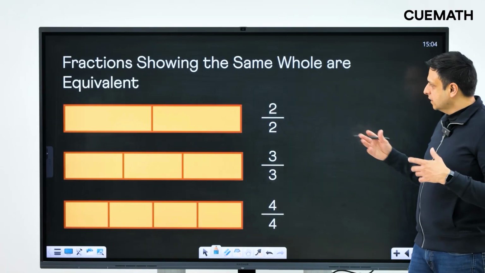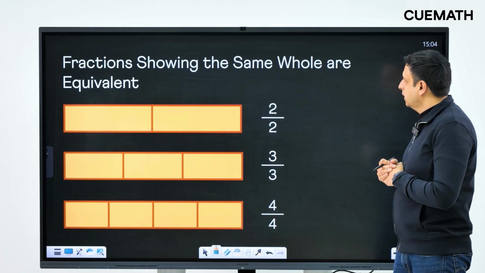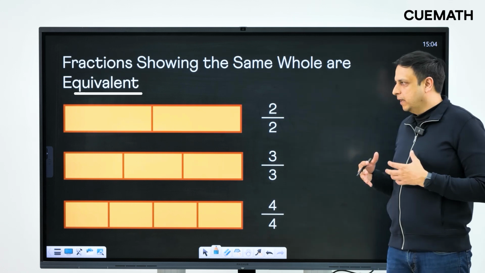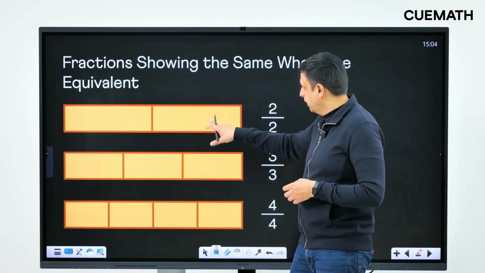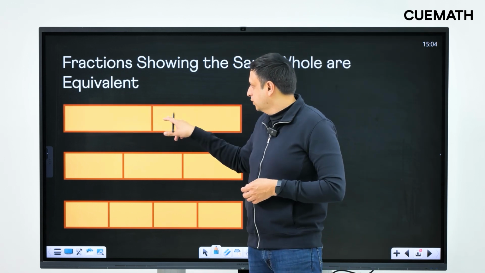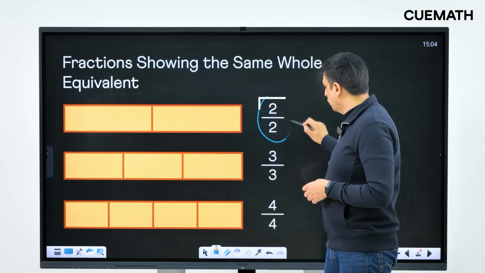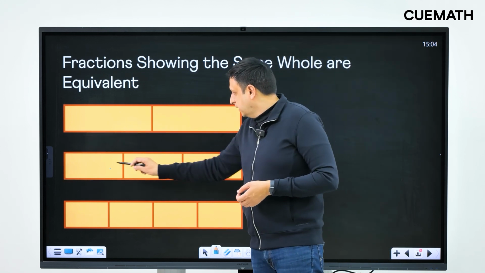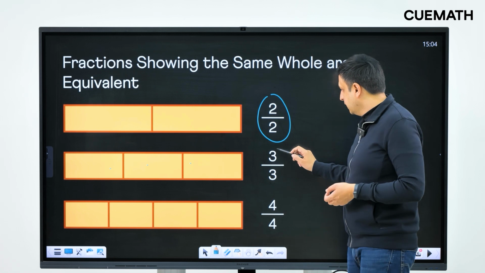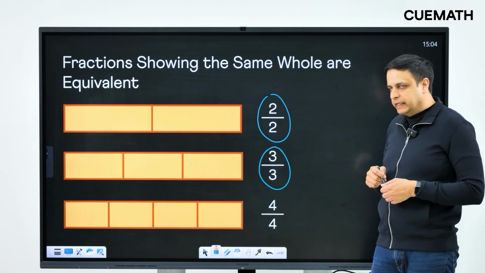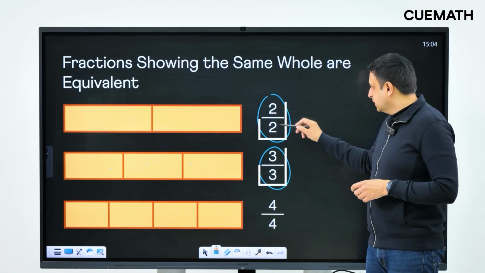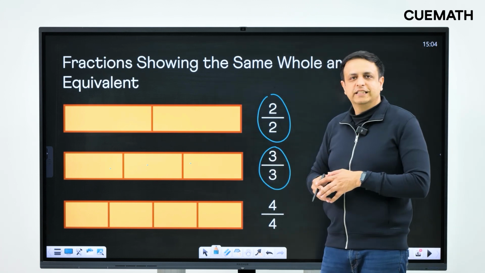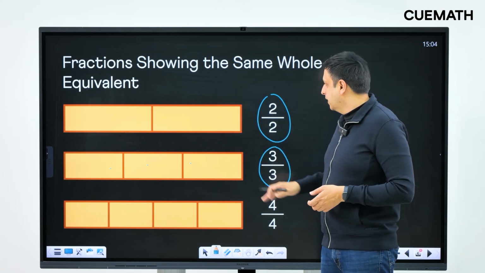All right. Now in this slide, we're talking about fractions that show the same whole being equivalent. So see this whole over here divided into two equal parts. Both of them are shaded. So this is the fraction 2 over 2, a whole fraction as we know. In this case, the whole is divided into three equal parts. All three of them are shaded. So this is the whole fraction 3 over 3, and both of these fractions are equivalent to each other because the same portion of the whole, which is the entire whole, has been shaded in both cases.